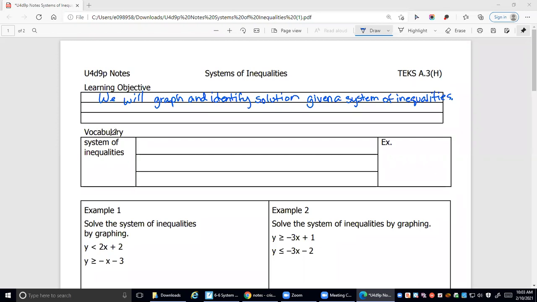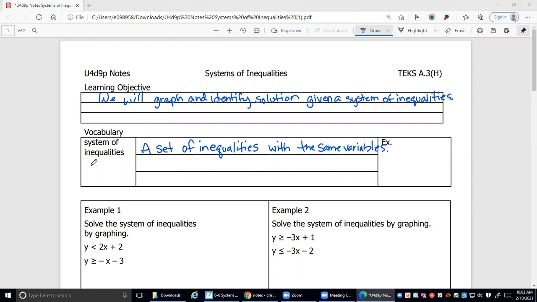And here our one vocabulary term is, what is a system of inequalities? It is a set of inequalities with the same variables. Okay. Alrighty.